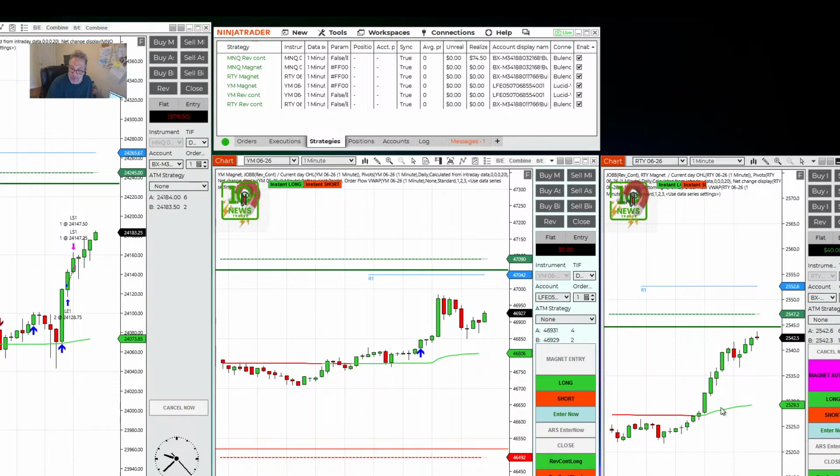It's been a big move off the VWAP. Now, somebody might ask, how come there was no signal? You did not have a momentum change. Remember, our signals are predicated upon momentum changes. If we had an ARS now on, there would have been a signal right at the VWAP.